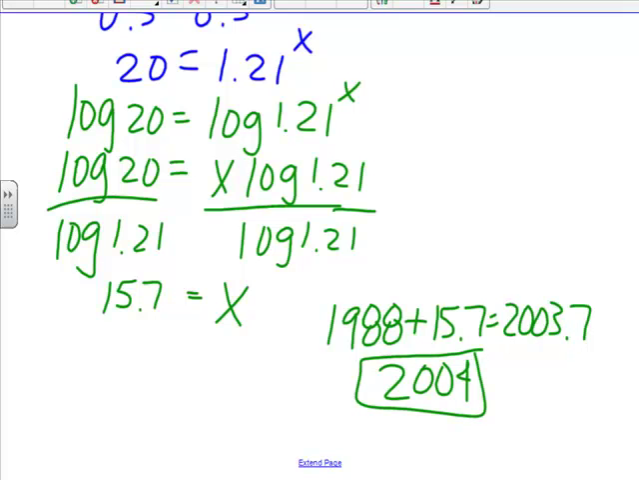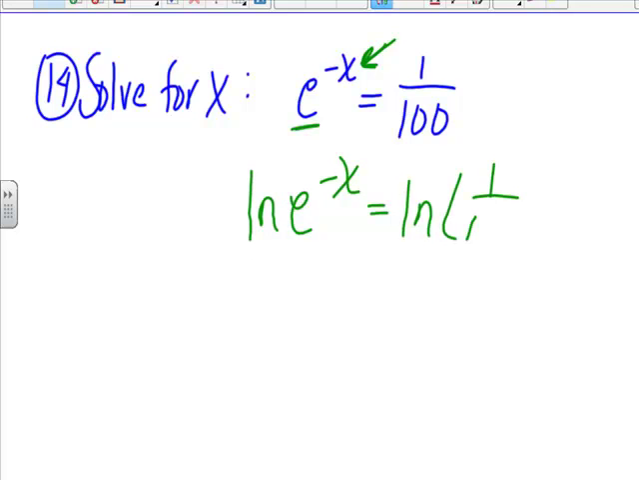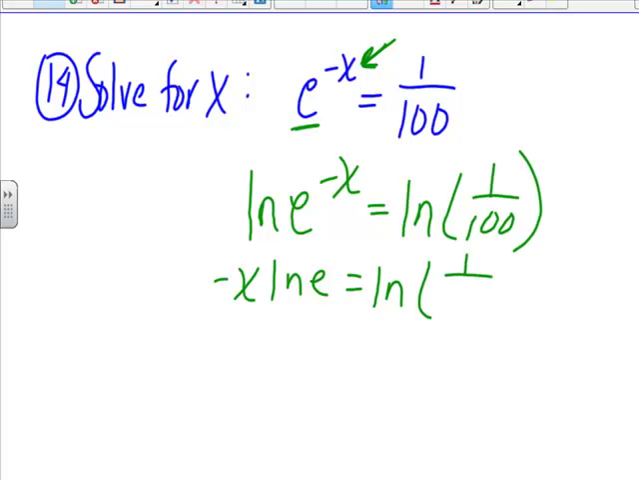Okay, a couple more problems in this quick review. How in heaven's name do I solve for x here? Once again, it's like training. You say, oh my goodness, the thing I'm looking for is an exponent. How do I free exponents? I take the log of both sides. And when I see that e, it makes me want to do ln. So ln of e to the negative x is equal to the ln of 1 over 100. So now what happens is I get negative x ln e is equal to the ln of 1 over 100.